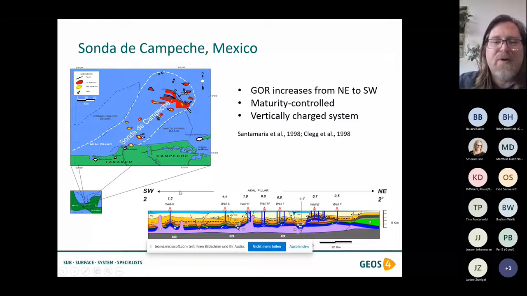So the overlying accumulations reflect this increase in maturity by strongly increasing GOR values.